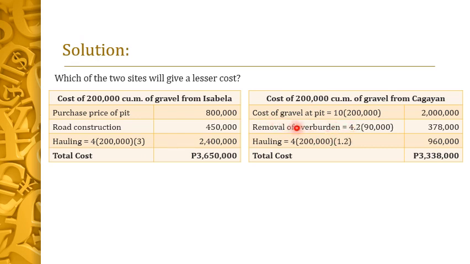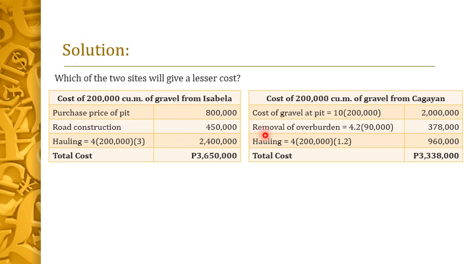Next, the cost of 200,000 cubic meters of gravel from Cagayan. The cost of gravel at pit is 10 pesos per cubic meter. So we need to multiply 10 with the volume of gravel, which is equal to 200,000 cubic meters. The product of this is equal to 2 million.